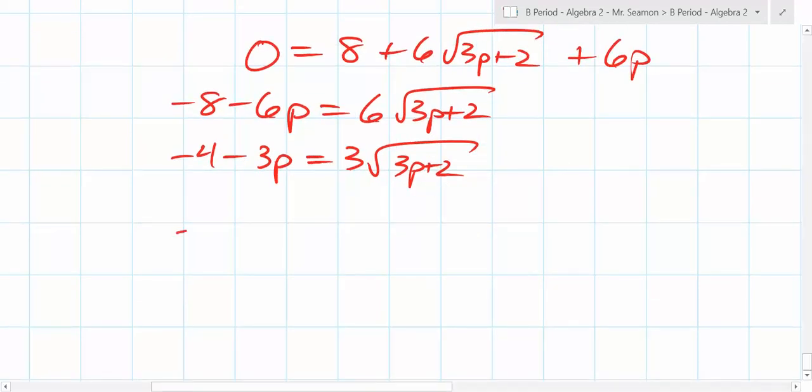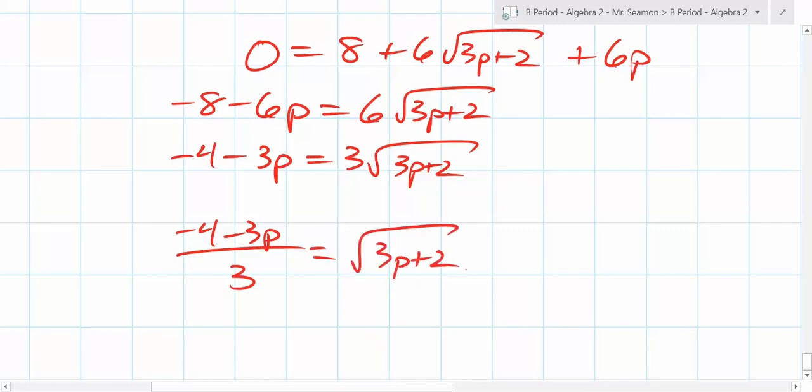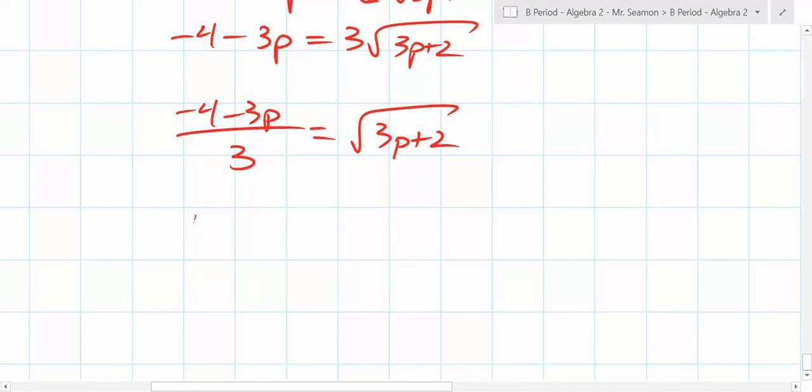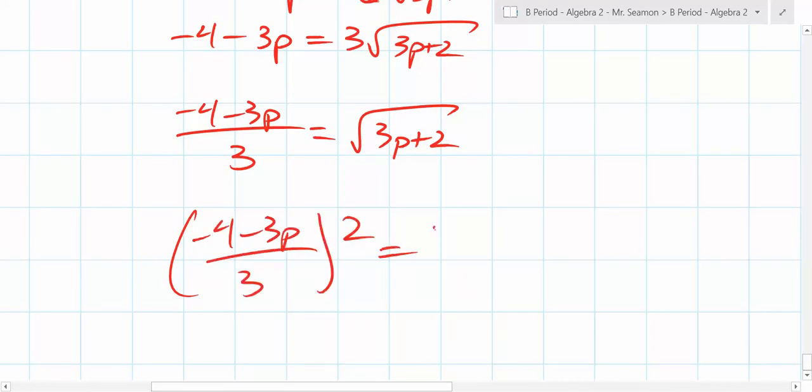So I end up with negative 4 minus 3p all over 3 is equal to this. How many radicals do I have? One. So what do I do to both sides? Square. So I square this. And now, what land are we in? We're not in radical land anymore. We're in quadratic land, and we love quadratic land.